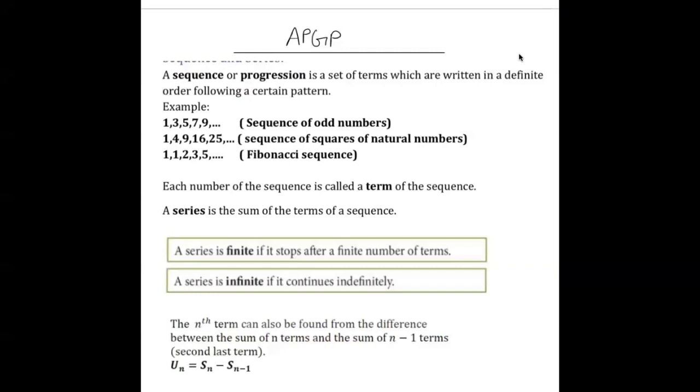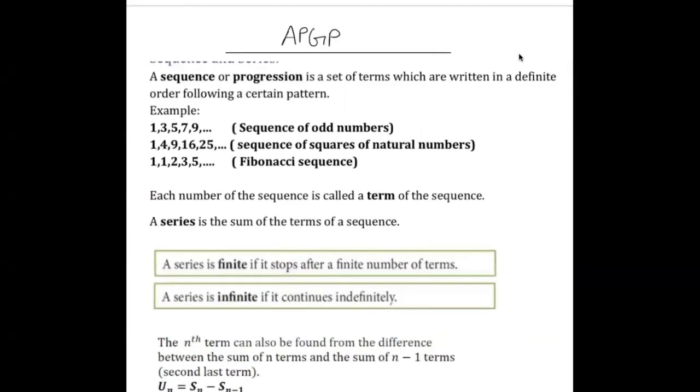Okay, so the topic for today is arithmetic progression and geometric progression. AP over here simply means an arithmetic sequence. So we are going to be dealing with arithmetic sequence first. So let's try to understand what is the meaning of a sequence or a progression.